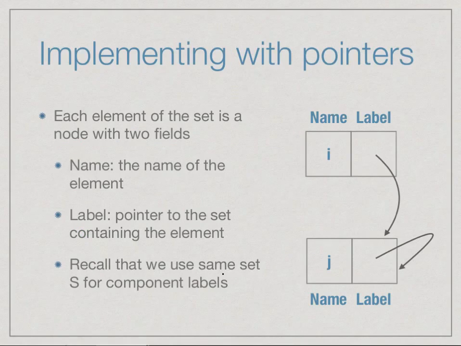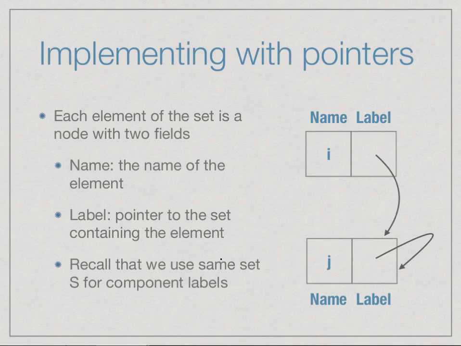So we will now have a different representation. We will use nodes with pointers. Each element of the set will now be represented as a node. The node will have two parts. It will have the name, which is the element that you're keeping track of, and a label part which keeps track of its component. So it's a pointer to the component.